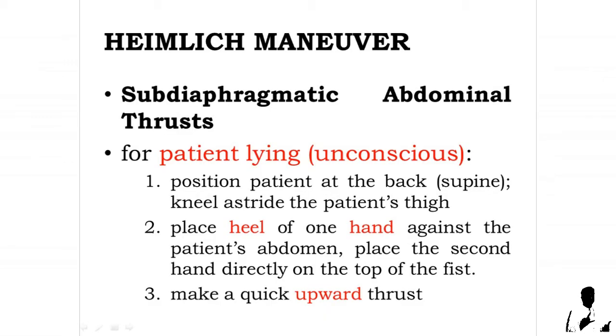For patient lying, unconscious, position patient at the back, supine, kneel astride the patient's thigh. Place heel of one hand against the patient's abdomen. Place the second hand directly on the top of the fist. Make a quick upward thrust.